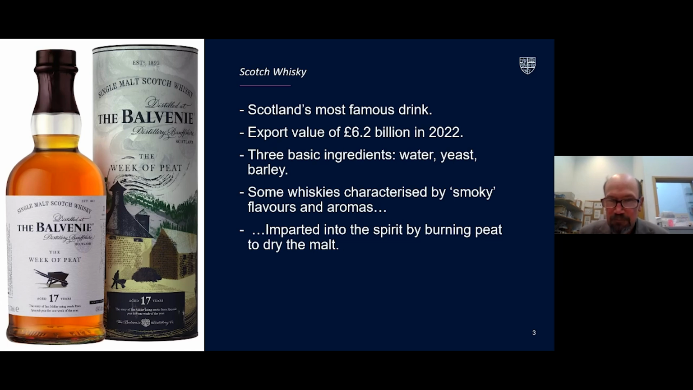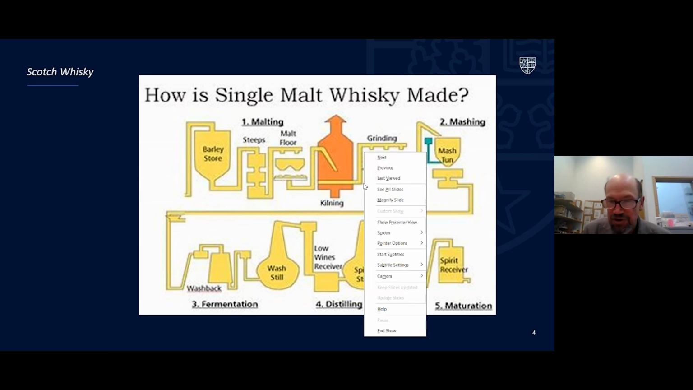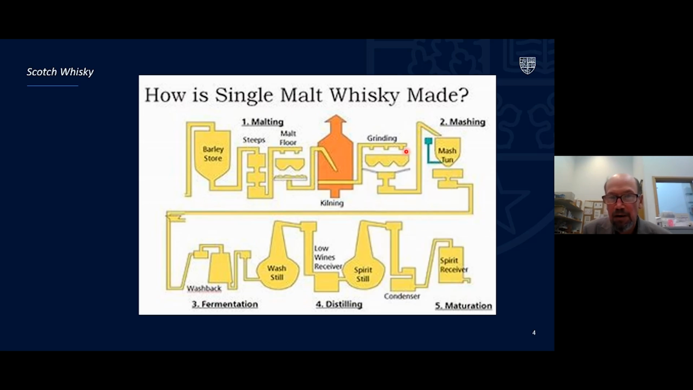This is a kind of blurry cartoon, but it gives you an idea of how whisky is made. I won't go through all of this. I think I've got a little presenter slide laser pointer here. There we go. It would take the whole webinar to go through the whole process. But if you go to the top line here, you'll see that one of the very early elements of the whisky making process is this element called kilning.